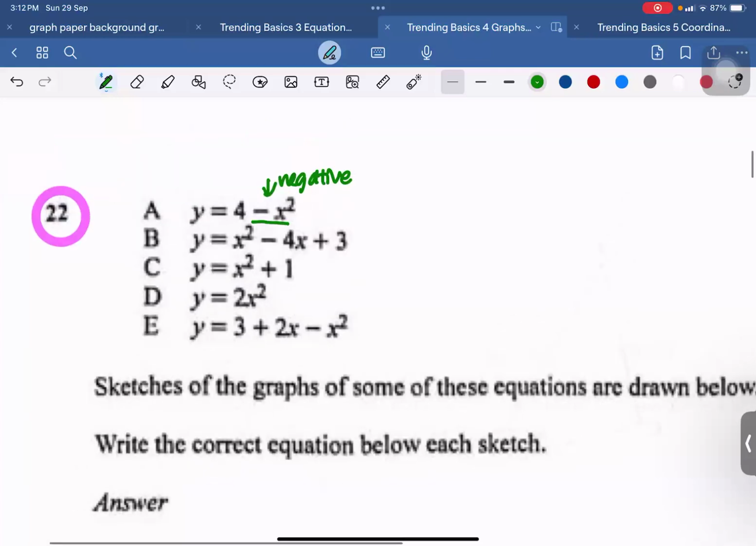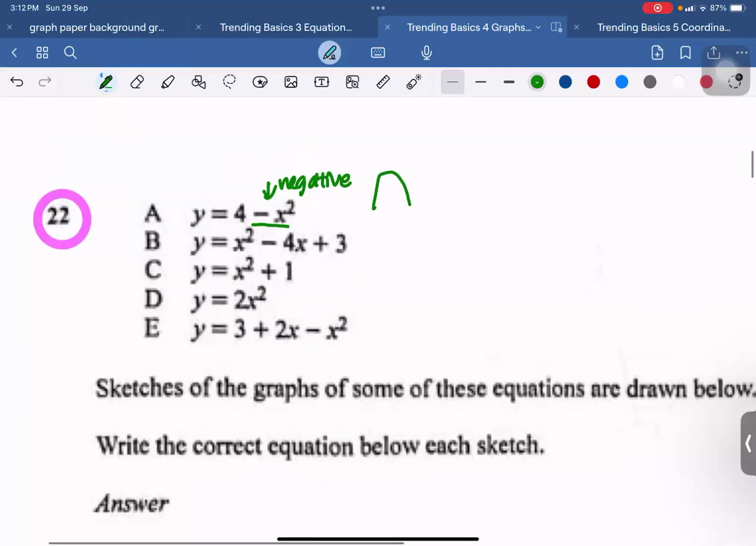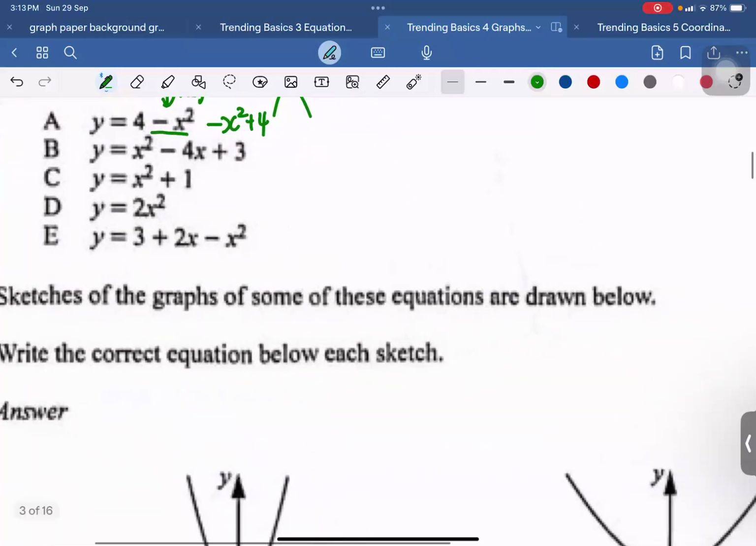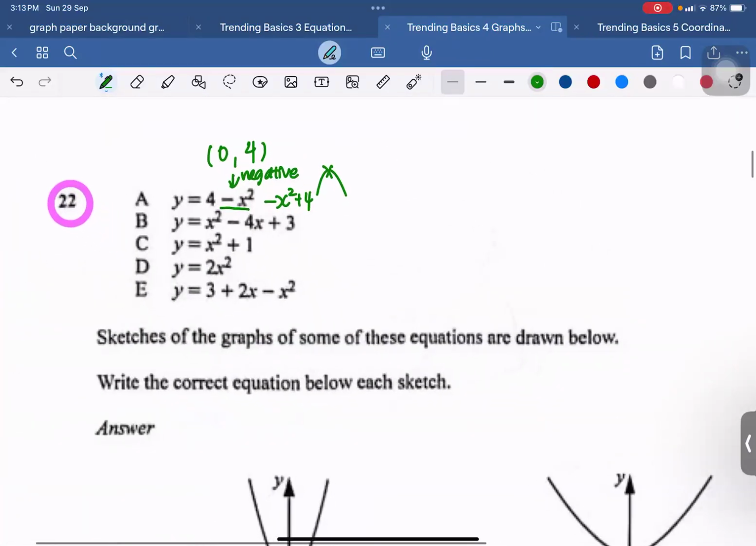If it's a negative x squared, it must be a sad face. And if it's a sad face, it has a maximum point. From here, you can see the maximum point. If I rewrite this as negative x squared plus 4, the number will be 4. The maximum point will be at 0, so it'll be just at 0, 4. That's for equation A.